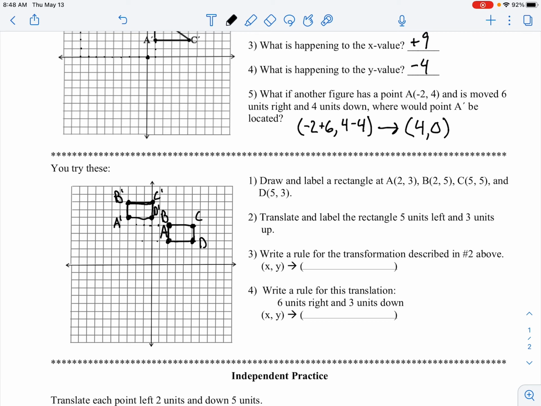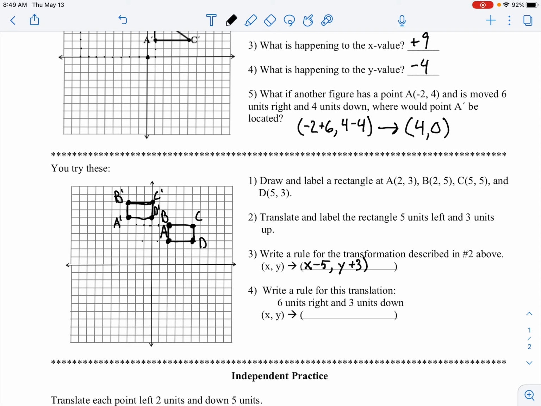So we have a new rectangle here that is the same as the first one we had. It's just been moved to the left and up. So the rule that we are doing for this transformation is x, and then we went 5 to the left, right? So left is negative, so we're subtracting 5 from each point. And we're taking whatever our y value is, and we moved it 3 units up, so up in the y direction is positive, so plus 3.